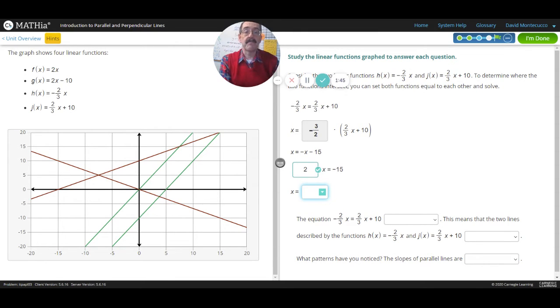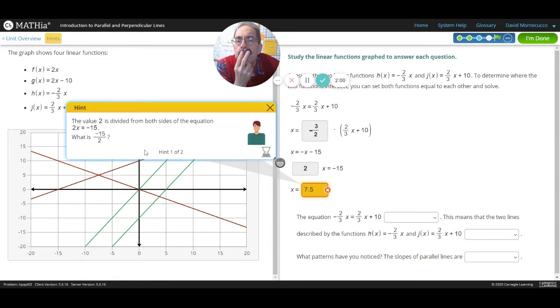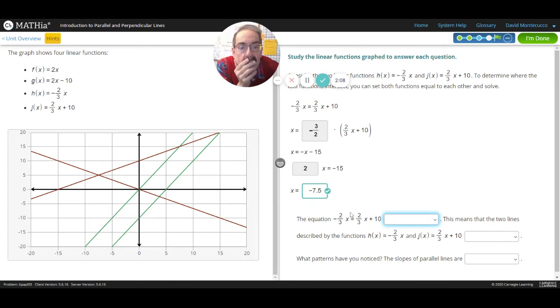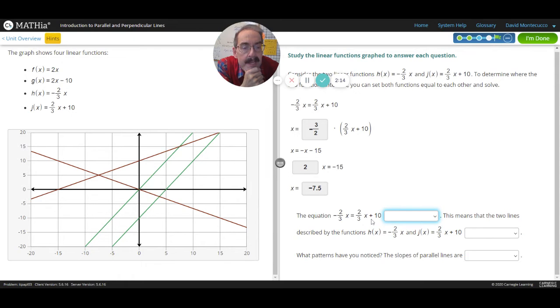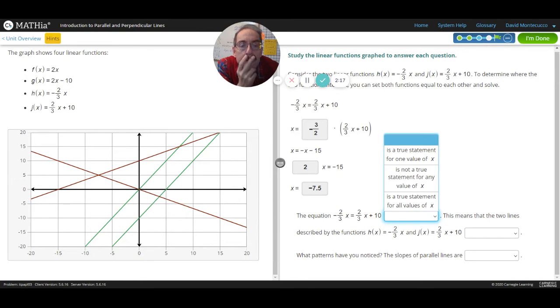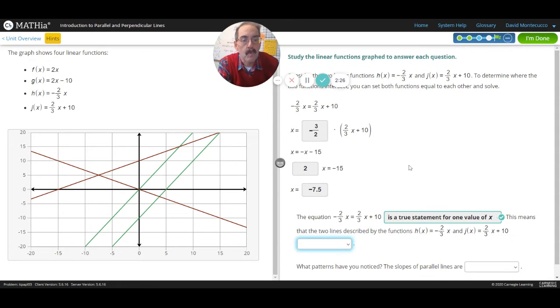Now we're going to divide both sides by 2, and we get 7.5. And again, I'm wrong. I'm going to click on the hints. If you divide negative 15 by 2, you get negative 7.5. Okay, all right, negative 7.5. The equation negative 2/3 x is equal to 2/3 x plus 10 is a true statement for only one x.